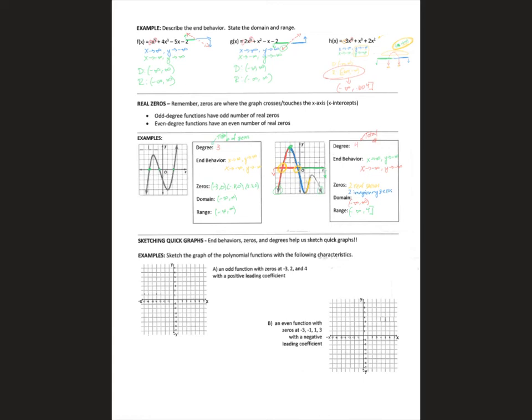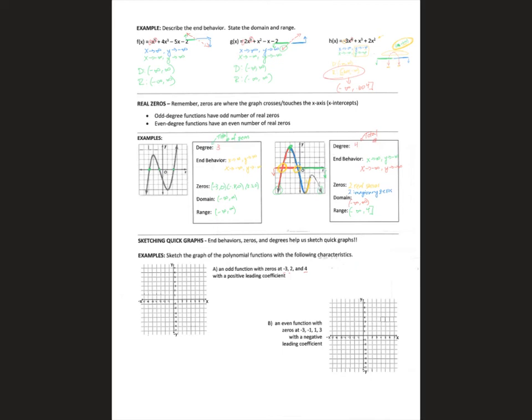All right, real quick. It says, sketch the graph of the polynomial function with the following characteristics. It says an odd function with zeros at negative 3, 2, and 4 with a positive leading coefficient. Since I have negative 3, 2, and 4, those are 3 zeros, right? And if I have 3 zeros, that means it's going to cross the x-axis 3 different times. So I could have an odd degree function with a degree of 3, correct? I think that would probably be the easiest.